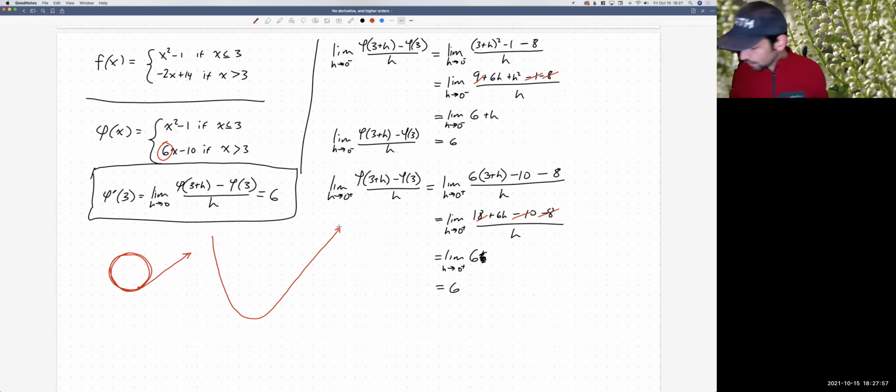Okay, so let's call that it for this one. We'll do one more, a short one, to cover a few more ideas about derivatives. But that's it for this one.